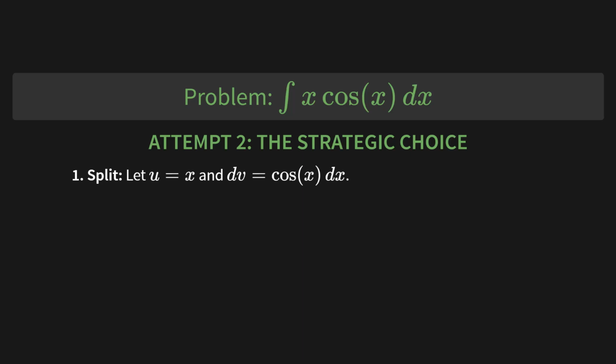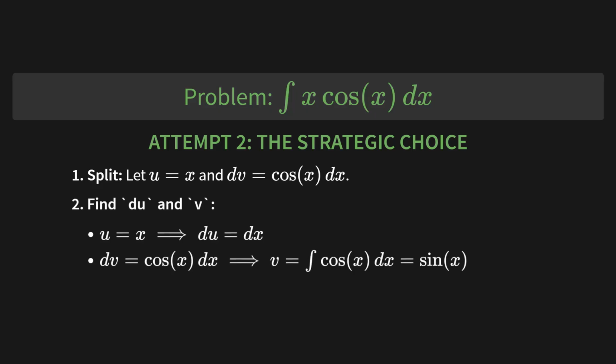Problem. Integral of x cosine of x dx. Attempt 2, the strategic choice. Step 1, split. This time, let's let u equal x and dv equal cosine of x dx. Step 2, find du and v. If u equals x, then du equals dx. Simple. If dv equals cosine x dx, we integrate to get v equals sine of x.